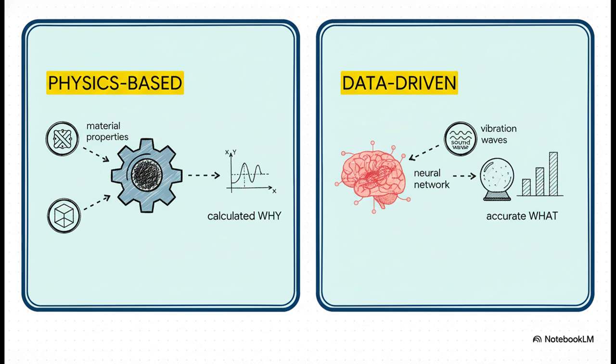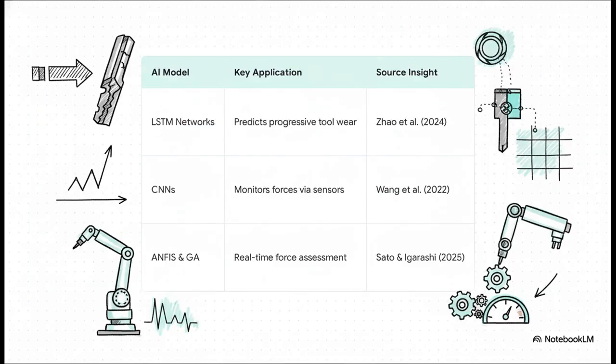Physics-based models like FEA, you have to feed them all the material properties to solve complex equations. They're fantastic at explaining why something happens. But data-driven AI models, they're different. They learn directly from sensor data, force, vibration, even sound, to spot incredibly subtle patterns. They are amazingly accurate at predicting what is going to happen, even if they can't always explain the deep physics behind it.